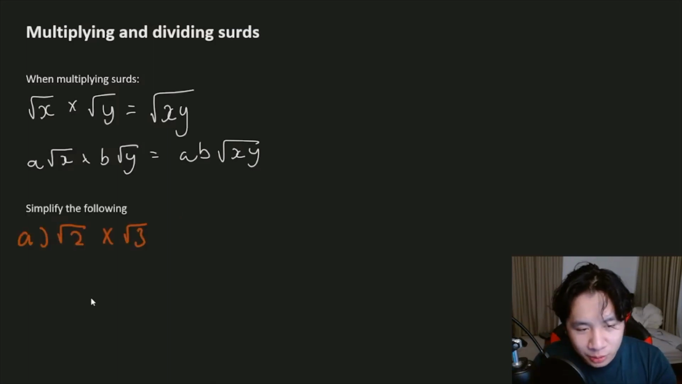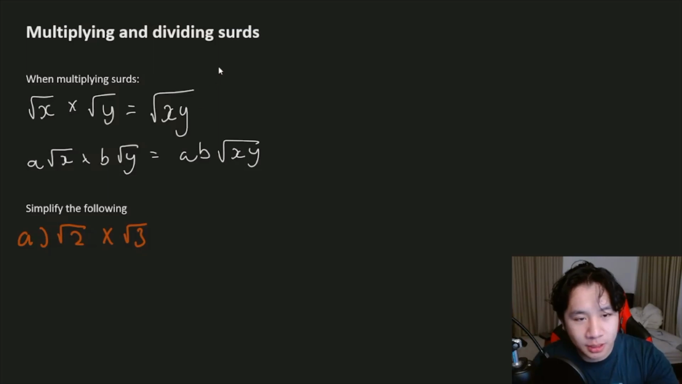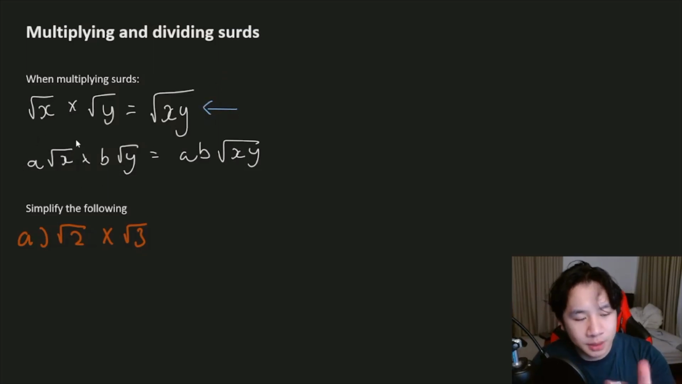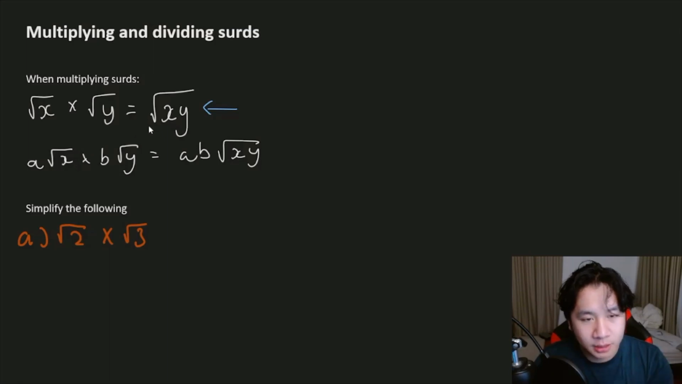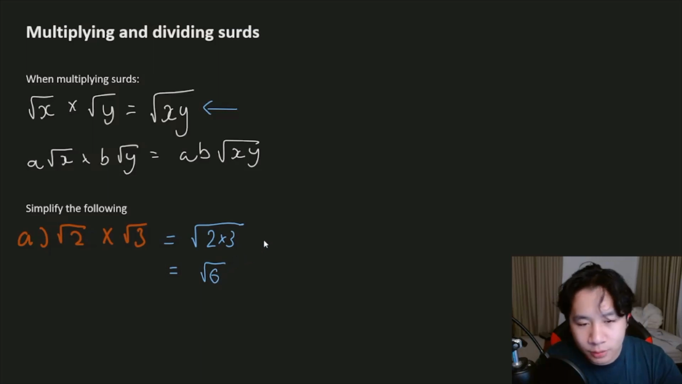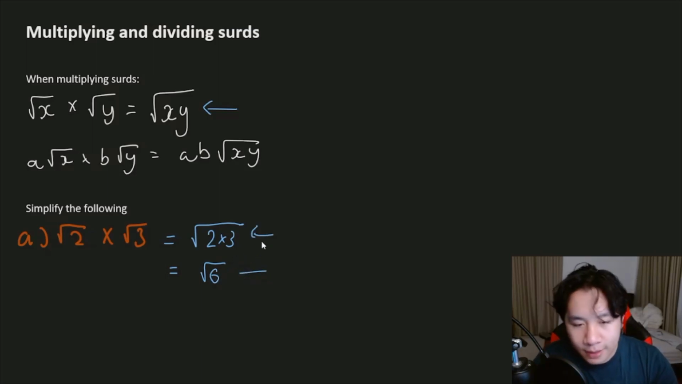Here we have square root 2 times square root 3. All you want to do is times the numbers together, according to this rule right here. If you have two square roots timesing each other, it's the same as saying square root of the two numbers times. So for example, this would be square root 2 times 3, which is equal to root 6. Now, you don't really have to write that first line. You can jump straight into the second line if you want. That first line is to demonstrate what's happening.